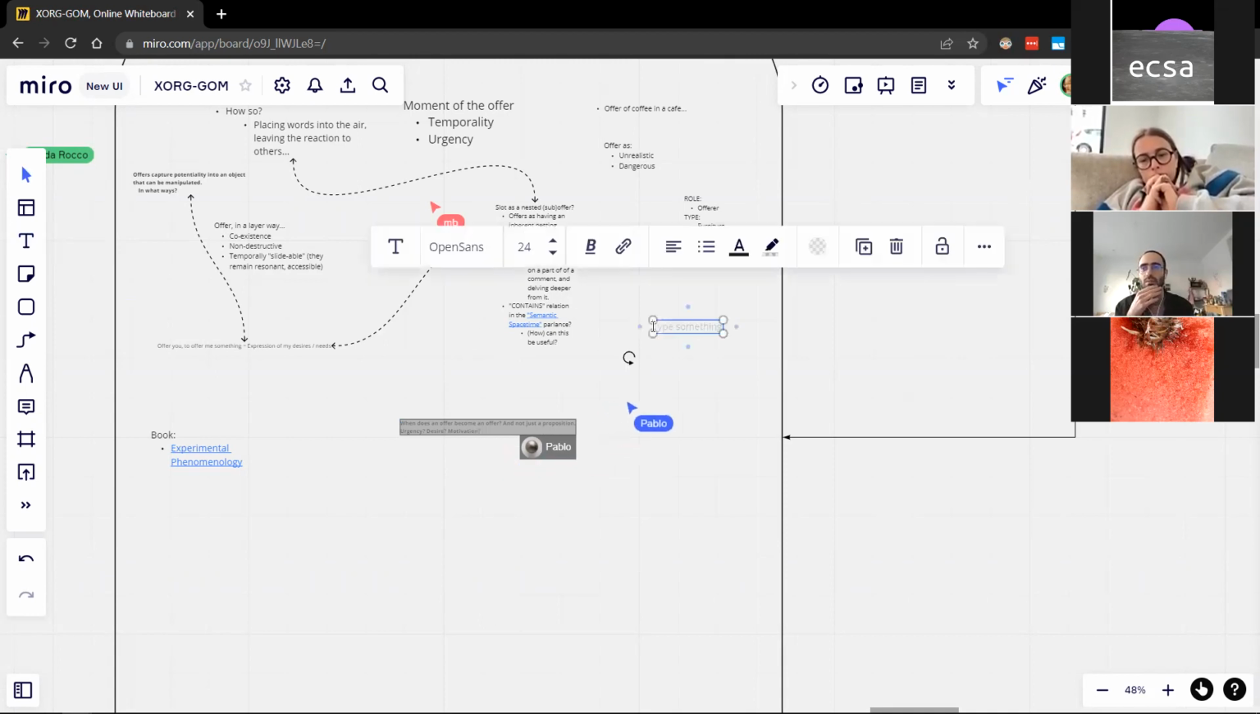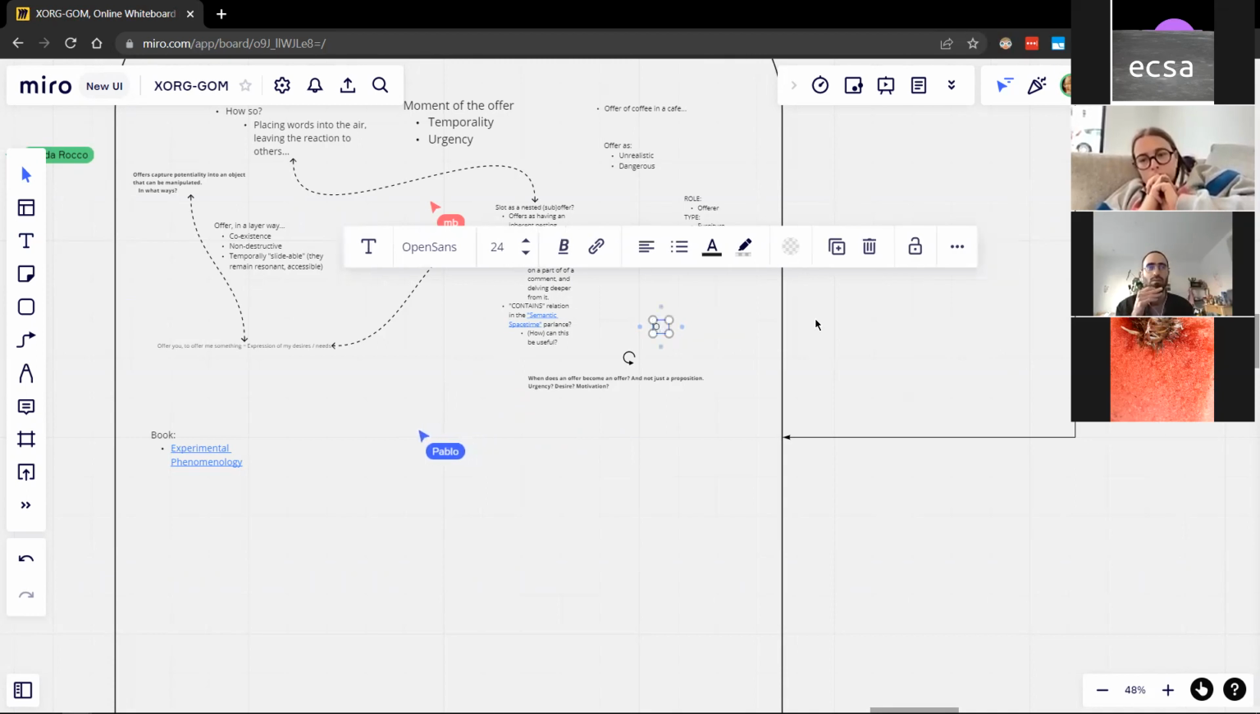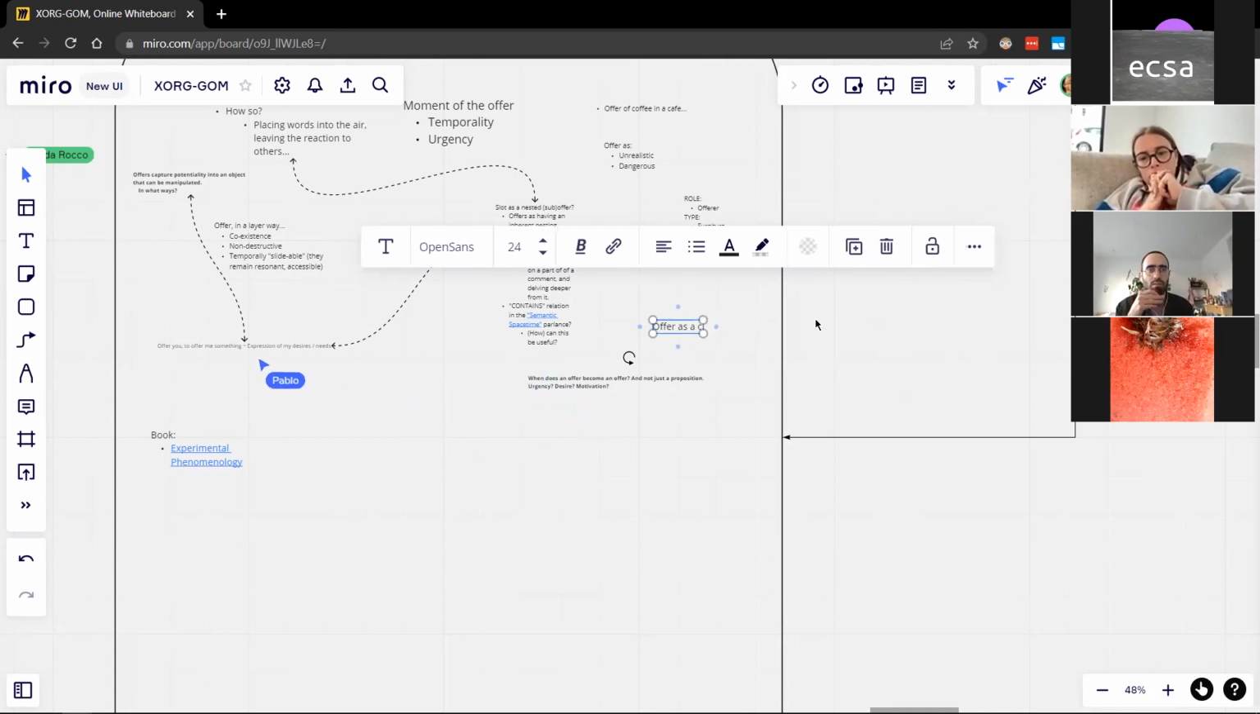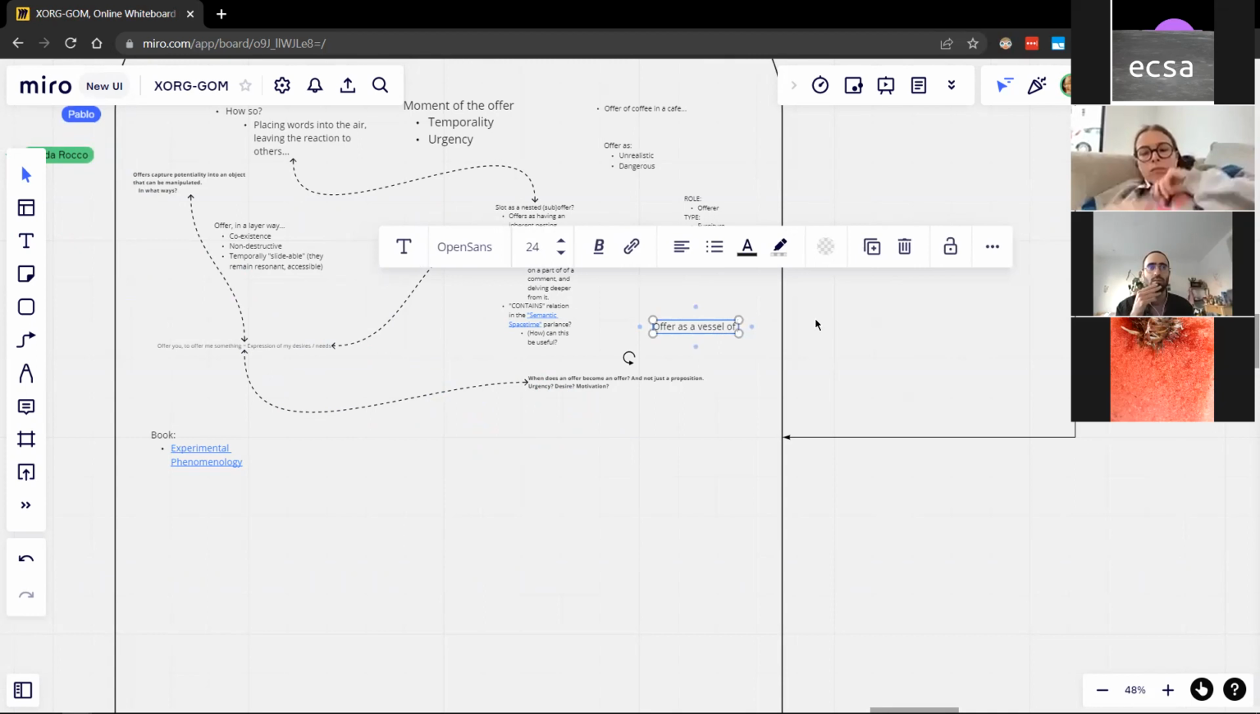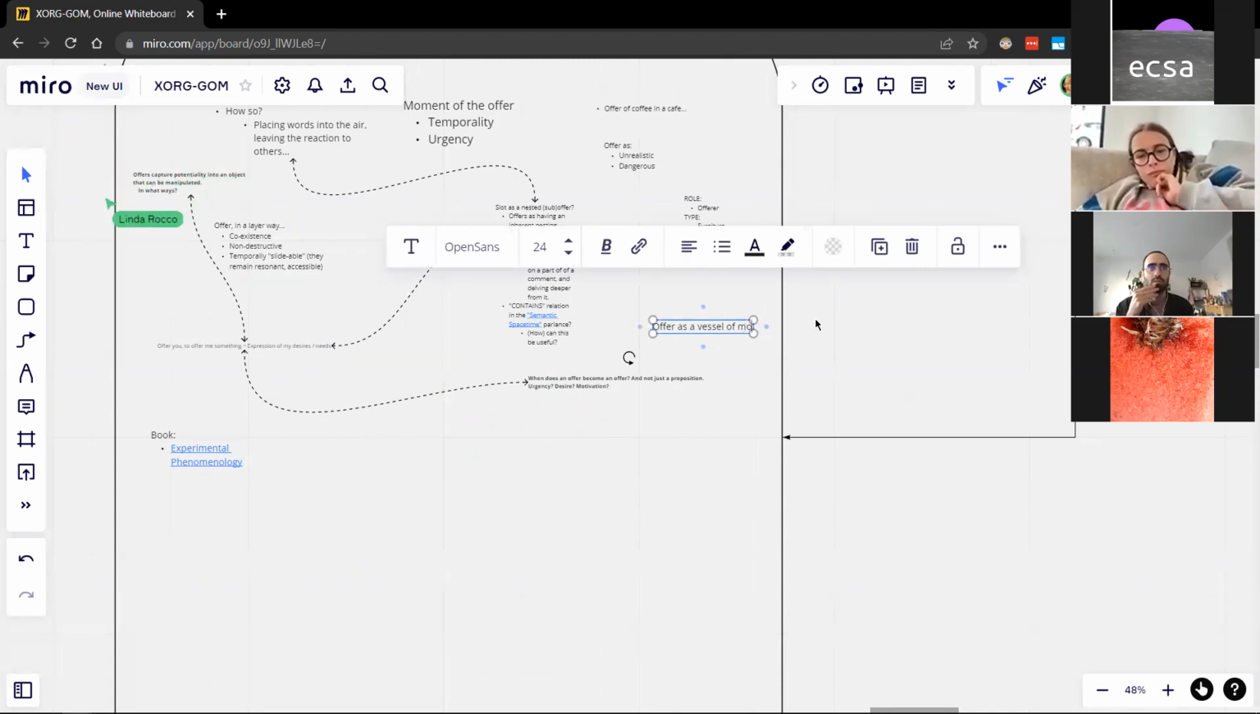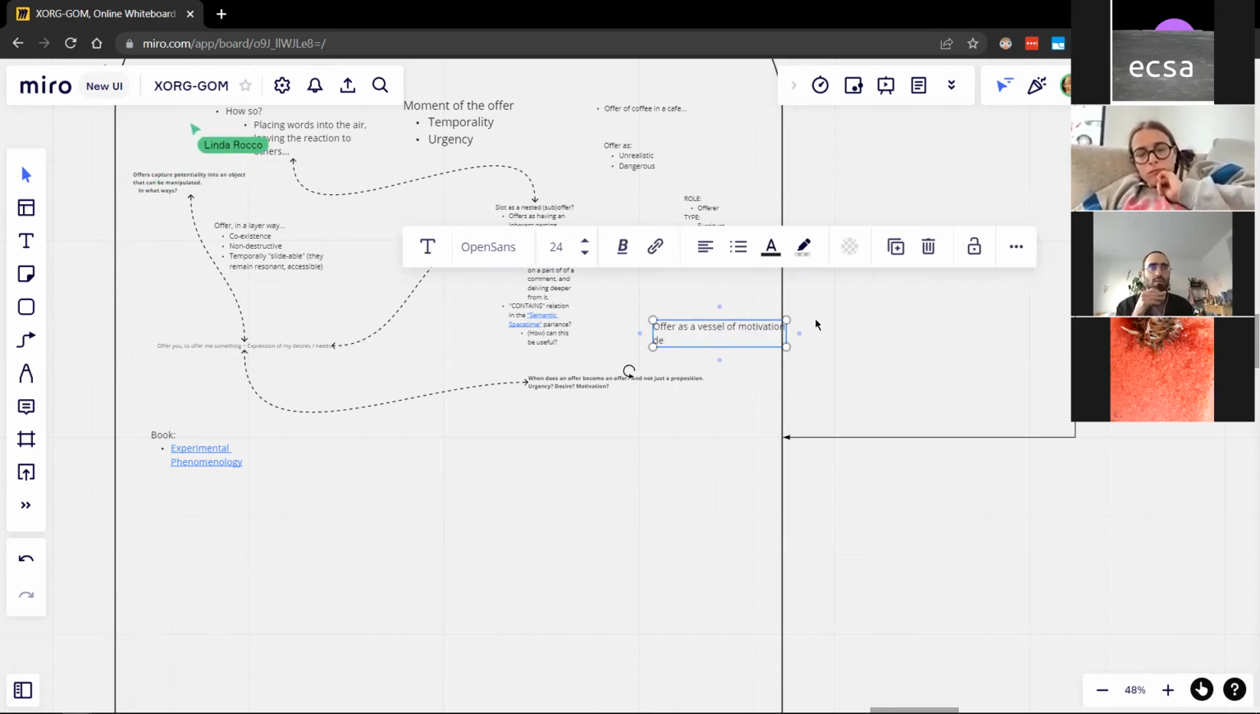I'll make this now separate, though it could combine into something else. Offer as a carrier or vessel of motivation, desire, urgency. That's it.